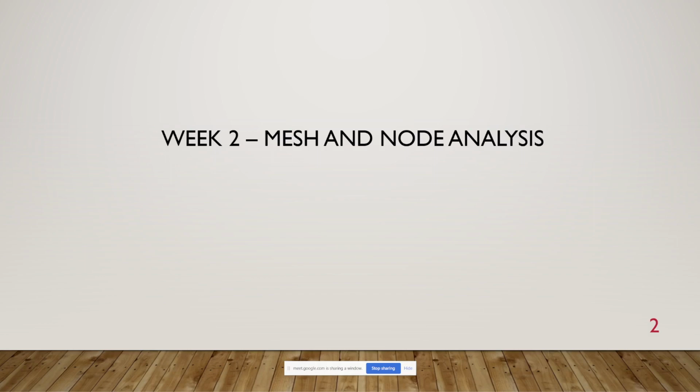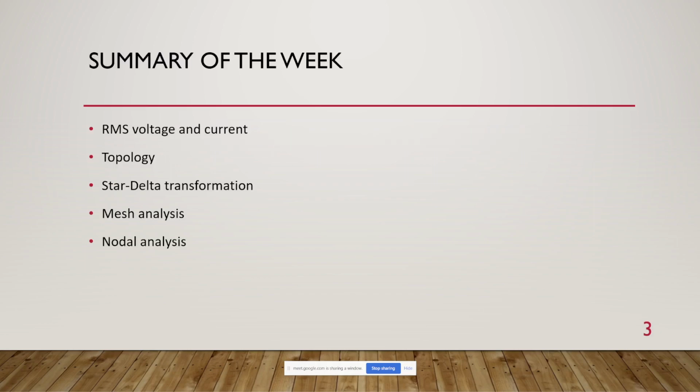In week 2, you learned mainly about mesh and node analysis, isn't it? This slide quickly summarizes everything that you learned this week. You learned about RMS voltages and currents. You learned about topology, what it is. You also learned about two very frequent kinds of networks, which are star connection and delta connection.